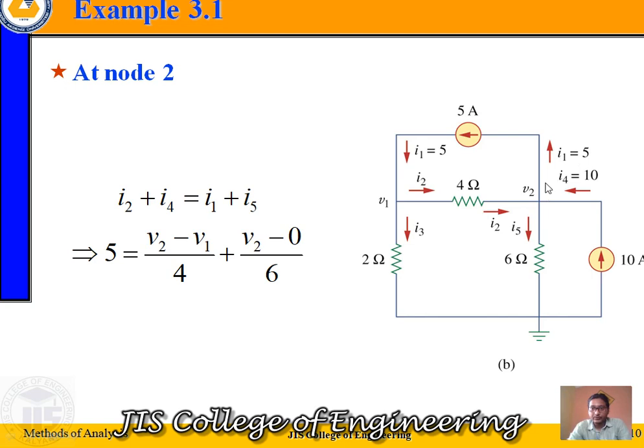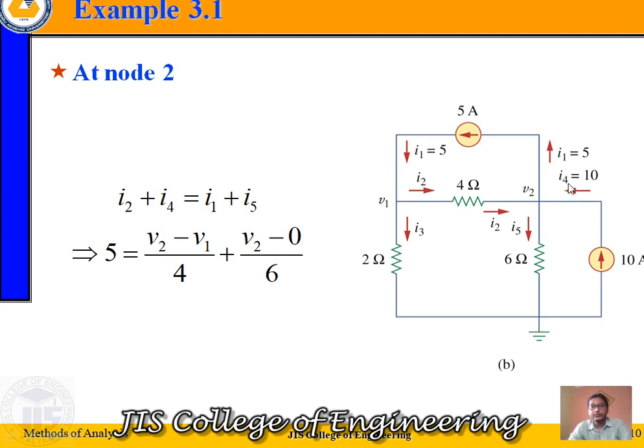I1 is outgoing. I2 is coming into the node. I5 is the outgoing current from that node. I4 is also incoming. So here the incoming currents are I2 and I4, and the outgoing currents are I1 and I5. Simply, as per KCL, we can write that I2 plus I4 is equal to I1 plus I5.